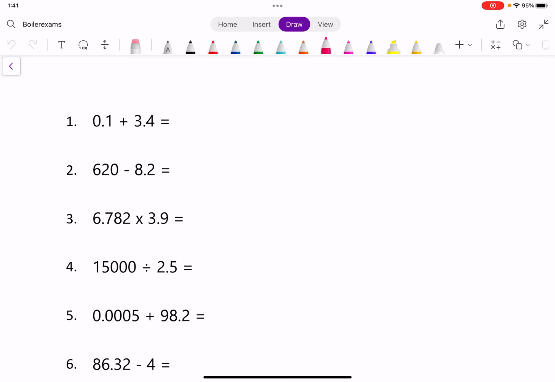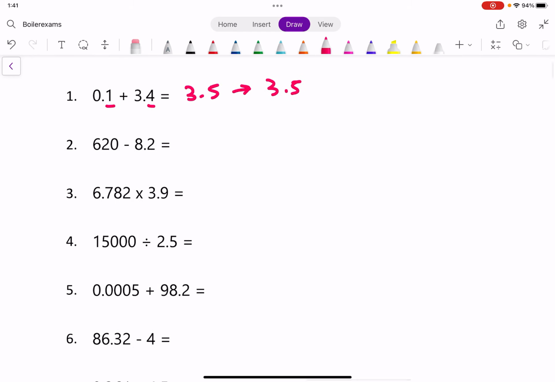So 0.1 plus 3.4, that gets us 3.5. Now since this is addition, we round to the lowest decimal place. They're each in the tenths decimal place. So when we round this, it's just going to stay at 3.5. 620 minus 8.2. This gets us 611.8, and we're going to round to the least precise decimal place, which is the tens. So this is going to become 610.